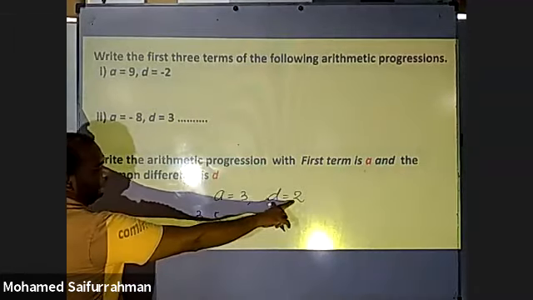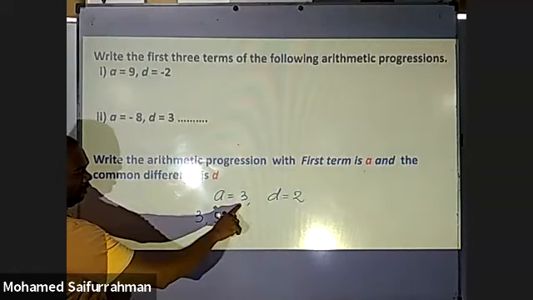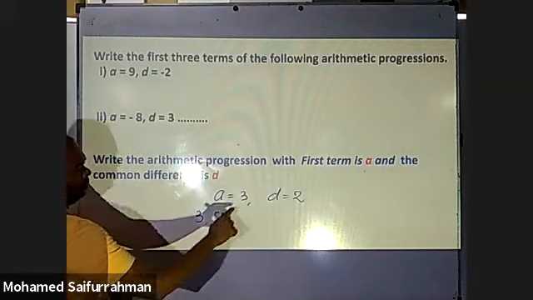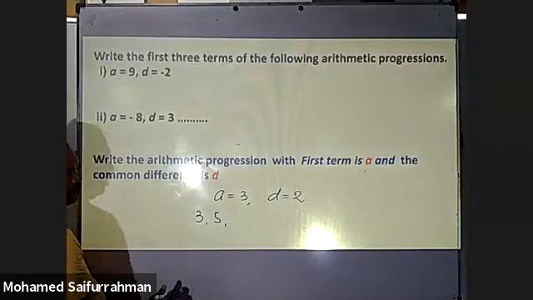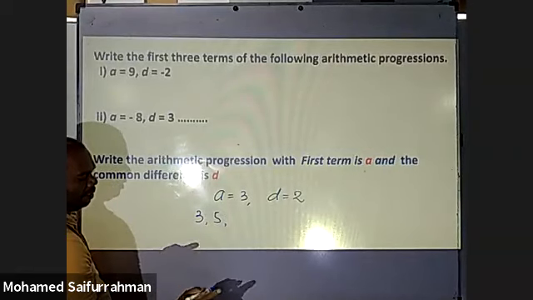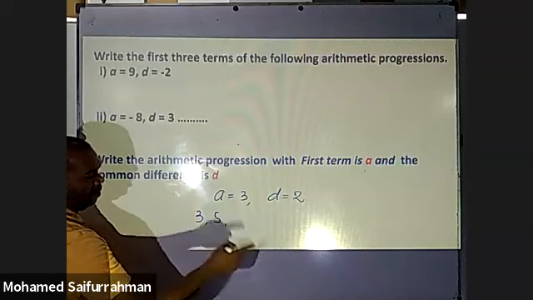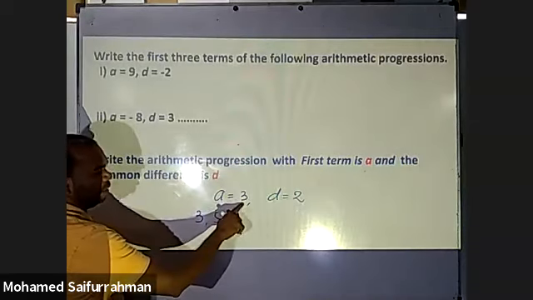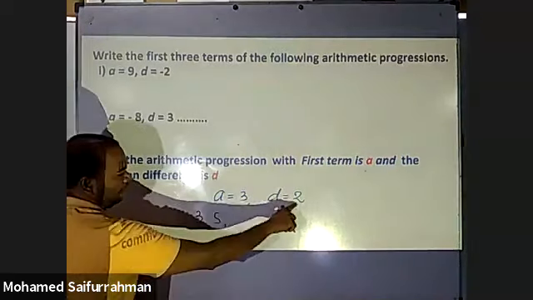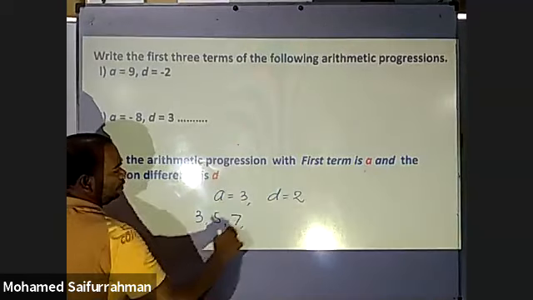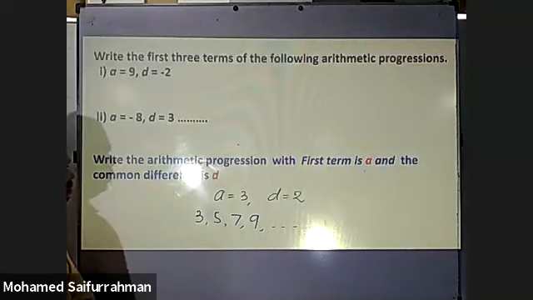When you added the difference to the first term, 3 plus 2, 5. Now you can see the difference, 5 minus 3, that is 2. So the calculating method is subtract, but the method of getting the other terms is you should add the common difference to the previous term. 3 plus 2, 5. 5 plus 2, 7. 7 plus 2, 9. And this is how you should write the other terms of the progression.